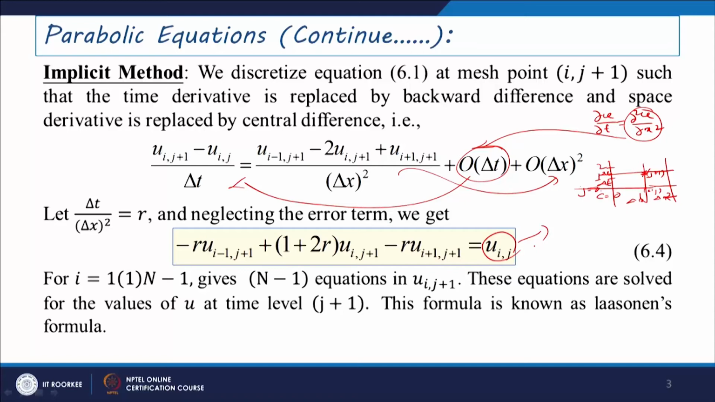If we go for I equals 1, 2 up to n minus 1, it will furnish n minus 1 equations in u I, j plus 1, and these equations are solved for the values of u at each time level j plus 1. This formula is known as Laasonen's formula. And if you look at this molecule, the equation is in the form minus r u I minus 1, j plus 1, plus 1 plus 2 r u I, j plus 1, minus r u I plus 1, j plus 1, equals u I, j.